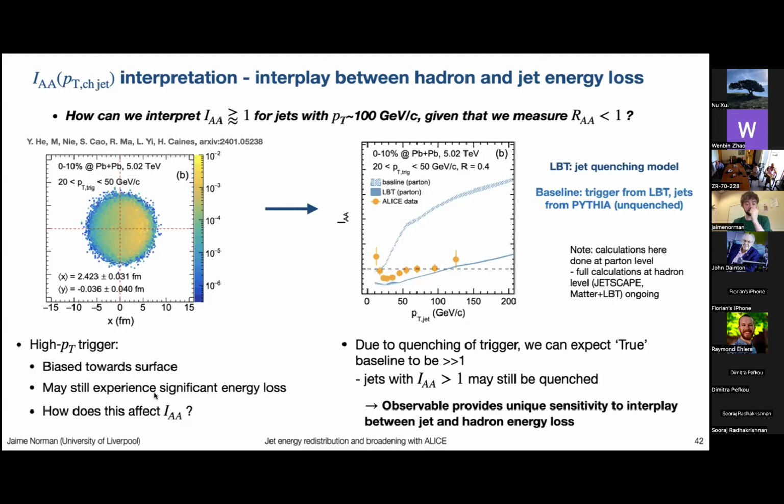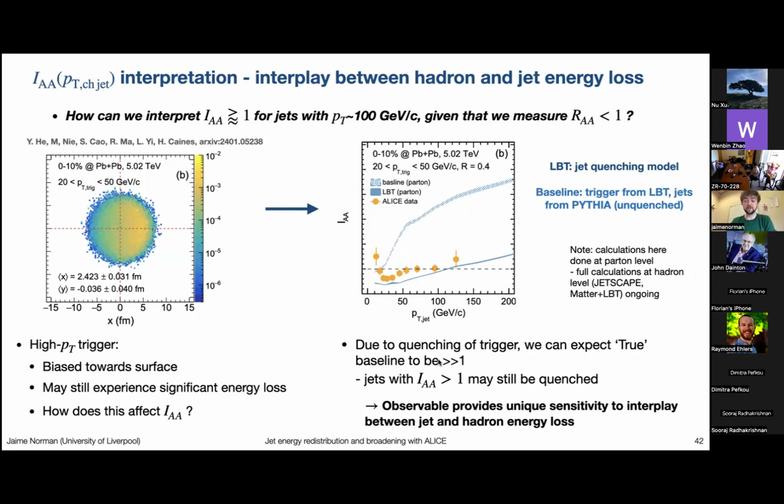So the triggers may still experience significant energy loss. And when we look at how this might affect the IAA, they did this nice study with the LBT model. So this same rise appears just running the model as it is. They also ran a baseline model where they took the quenched trigger from LBT, but then constructed jets from PYTHIA, so unquenched jets, to give an idea of the true baseline of this measurement.